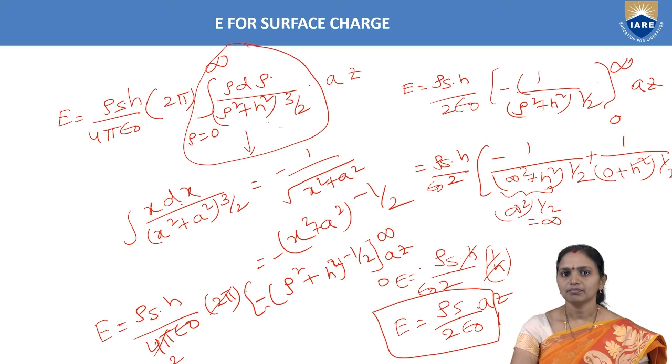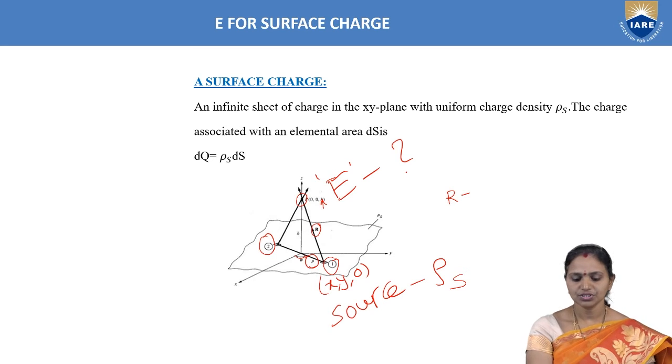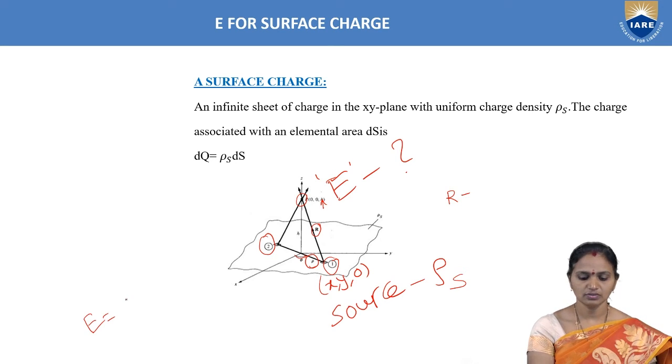So now in this way, by substituting the R value, AR value, and then RAR values, the final equation resulted is E equal to rho s by 2 epsilon naught into Az. This is the generalized electric field strength in case of a surface charge which is located in xy plane, and if the field point is along z axis, this one we can take as a generalized equation. So for this case, the electric field strength E equal to rho s by 2 epsilon naught into Az.